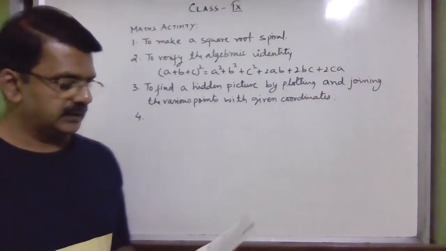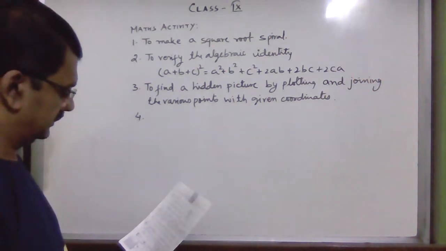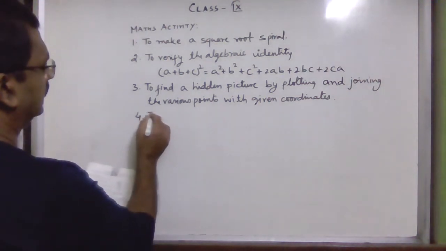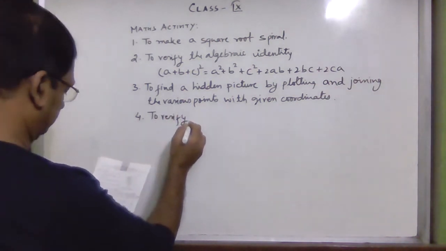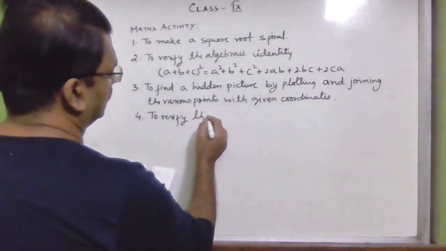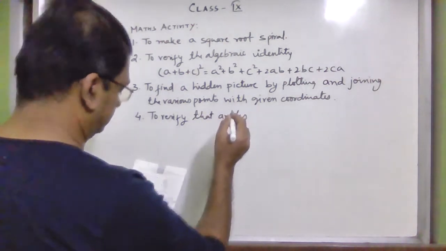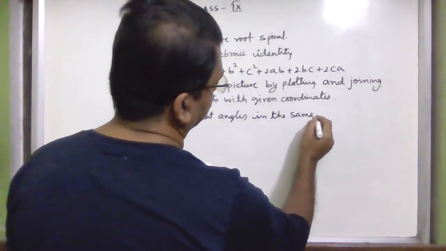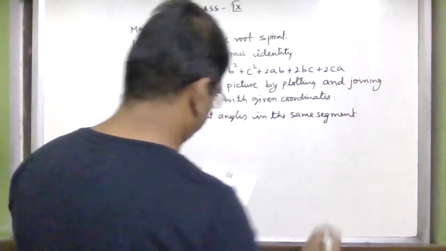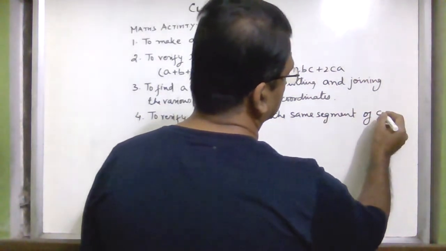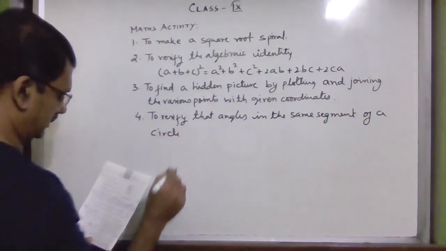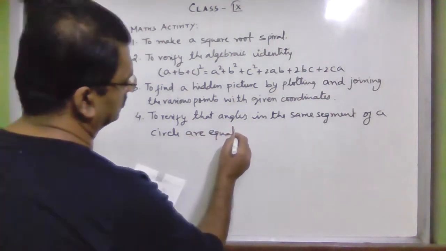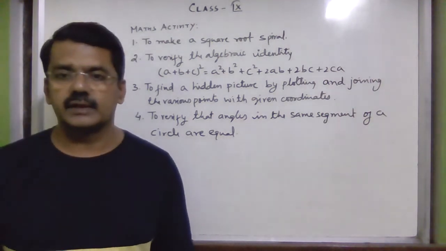Now the fourth activity. The fourth activity is to verify that angles in the same segment of a circle are equal. Okay, that is your fourth activity.